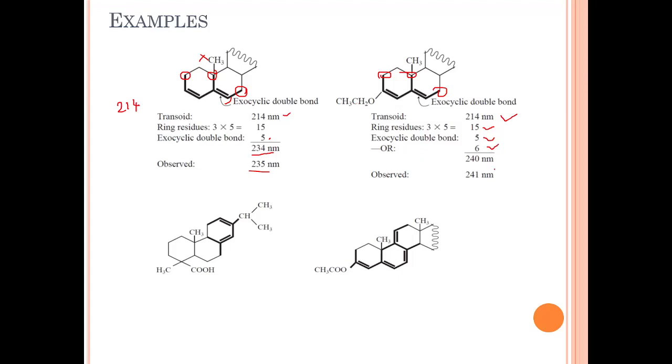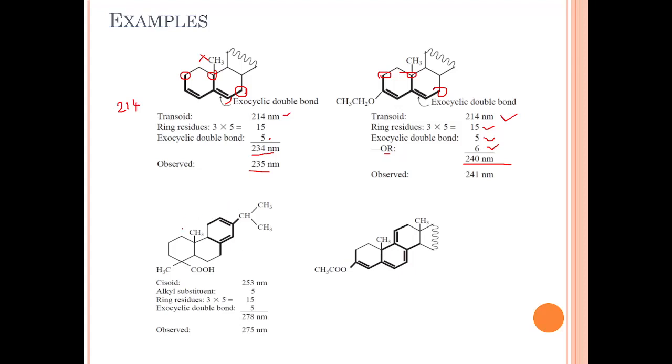So everything we have summarized in table 7.5. You again go for table 7.5. You will understand that one OR group will account for 6. So if you calculate all the substituents, then its value becomes 240 nanometer. Okay, now let's solve another example for our understanding.